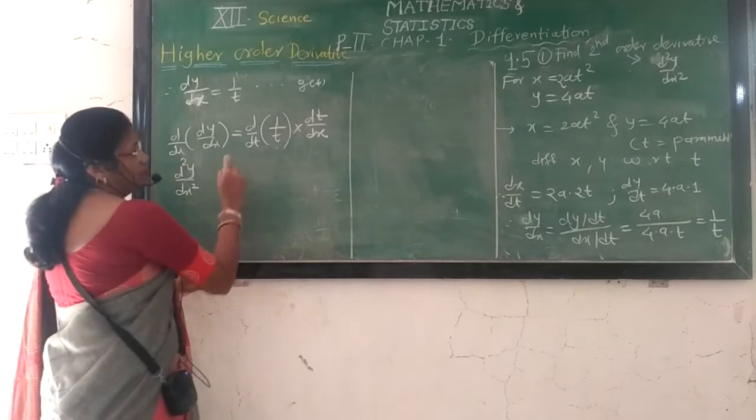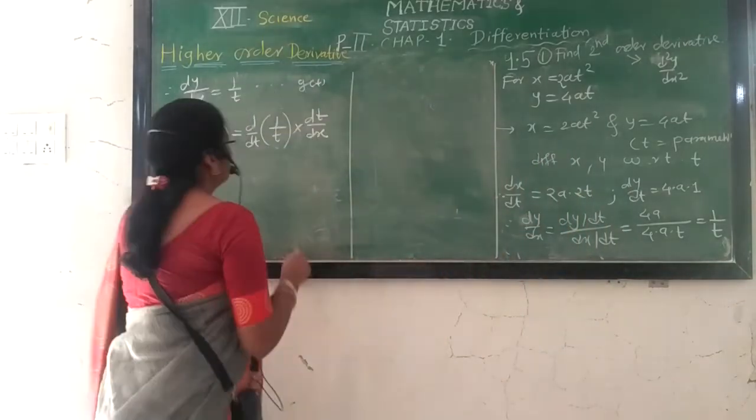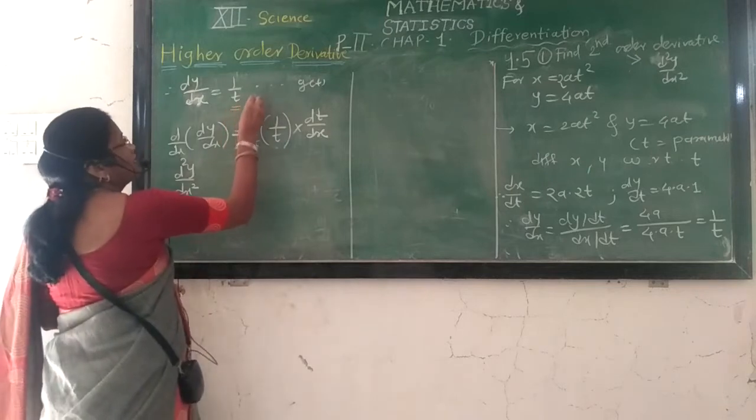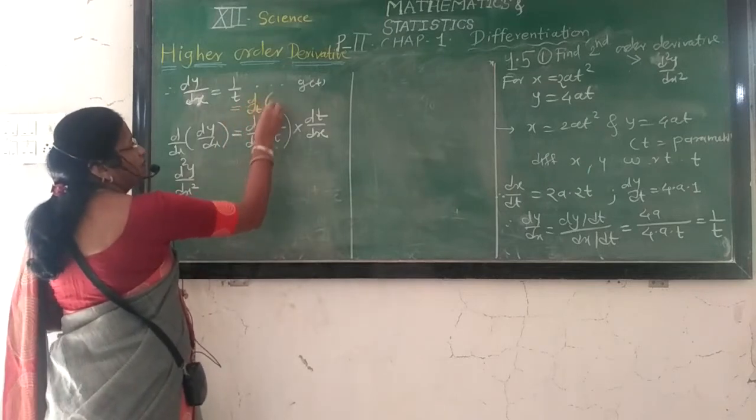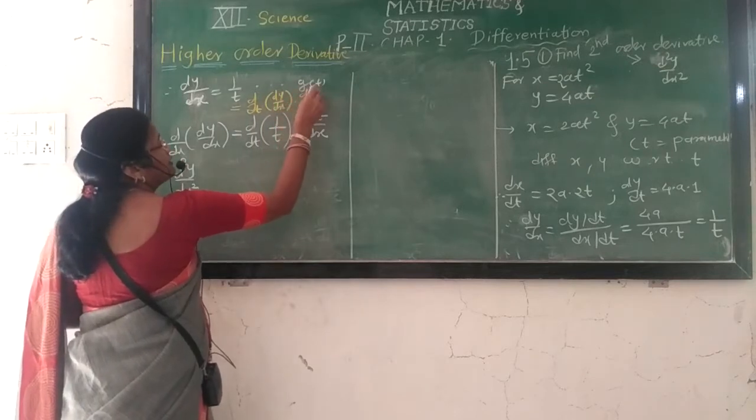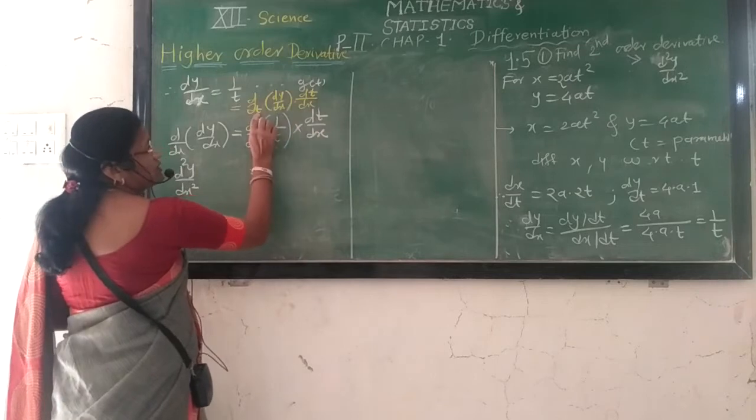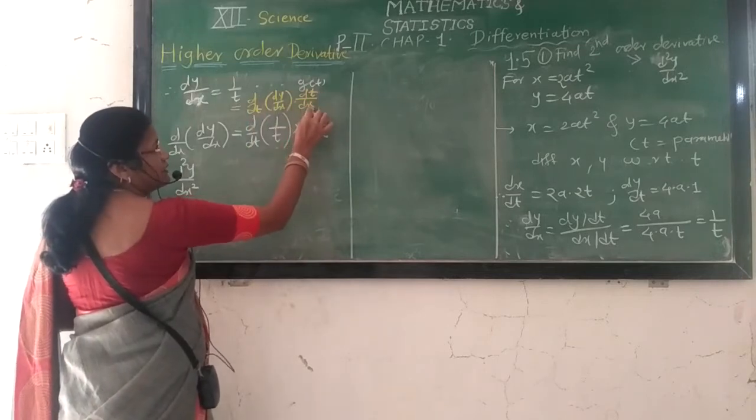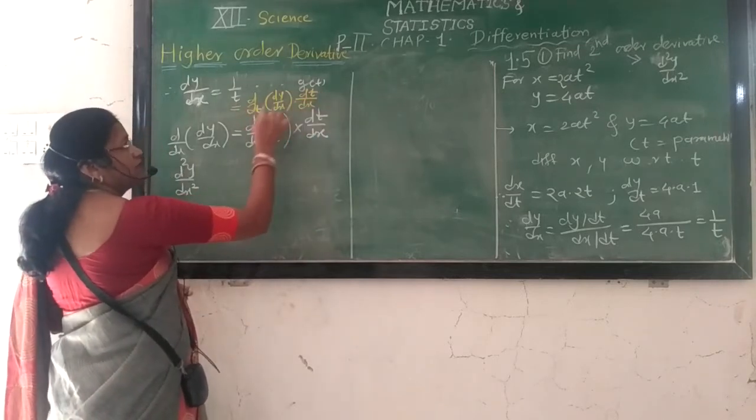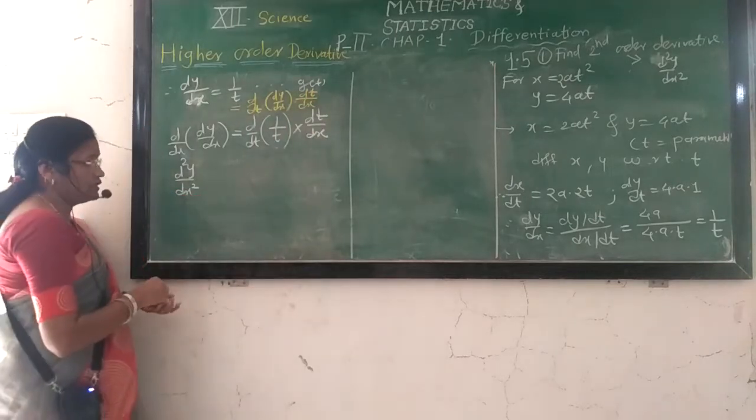So every time we can take that result as d by dt of the parameter over dy by dx, and that can be cancelled out by multiplying dt by dx. Suppose here the parameter is theta, so d theta by dx. Here the parameter is p, then multiply dt by dx. That depends on the type of function.